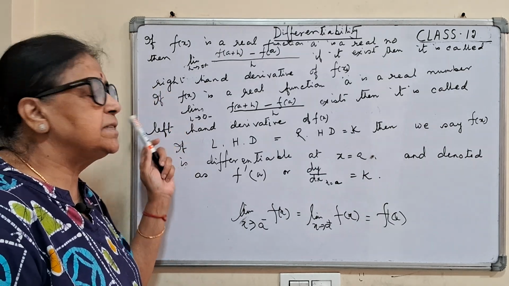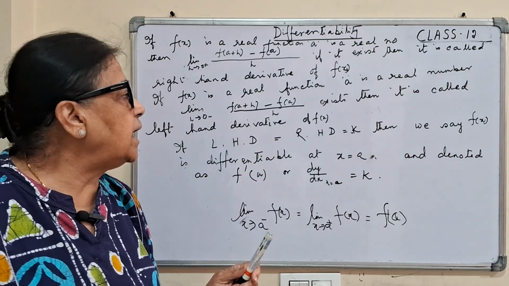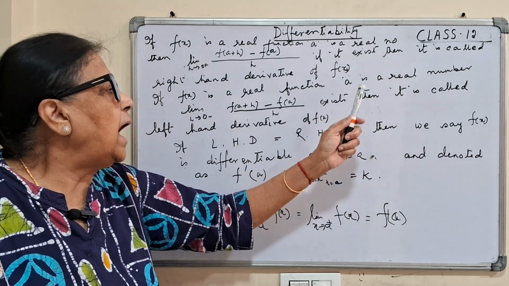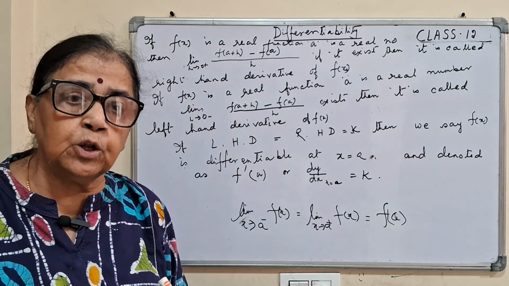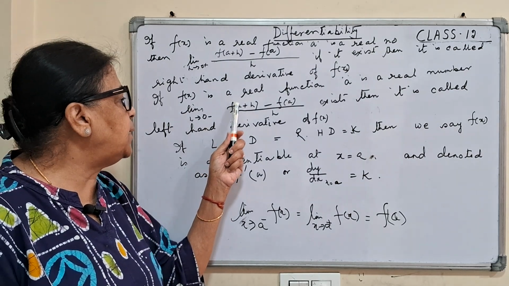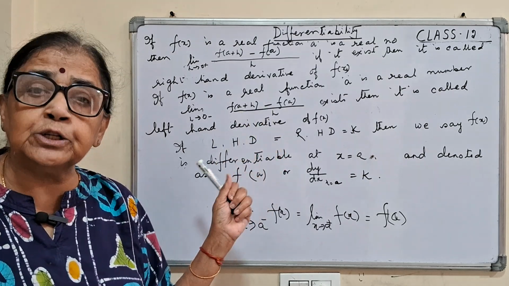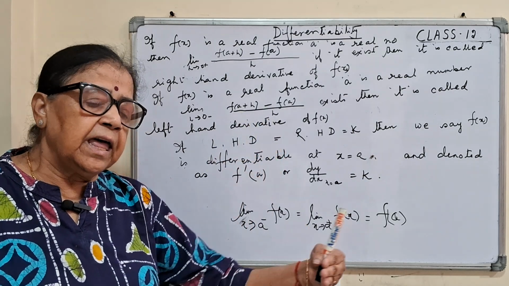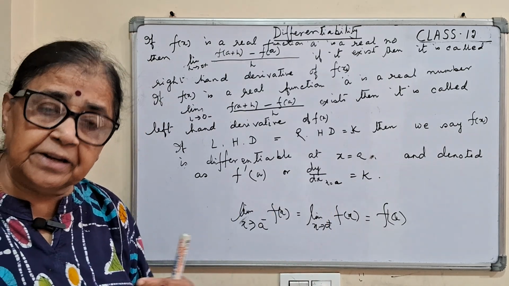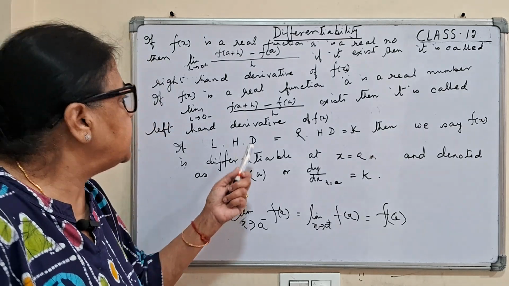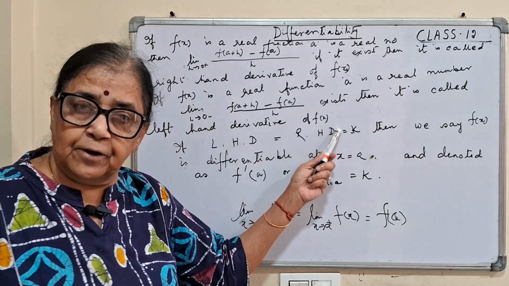And the second part is that if f(x) is a real function and a is a real number, then limit h tends to 0 minus of [f(a + h) - f(a)] divided by h. Again I say that they will not meet, but the gap is tending to 0. If it exists, then it is called the left hand derivative of f(x).